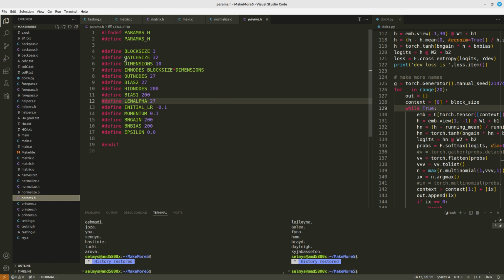Block size is 3, batch size 32, dimensions 10. The input nodes are block size times dimensions. Out nodes are 27, bias vectors 27. The hidden nodes are 200. Bias 1 is 200. Length of alpha is 27. The initial learning rate is set to 0.1. The momentum is set to 0.1.